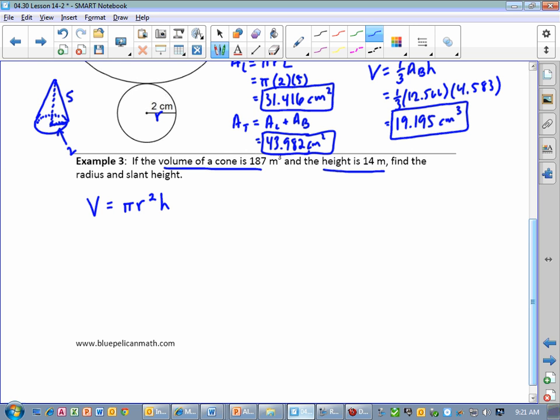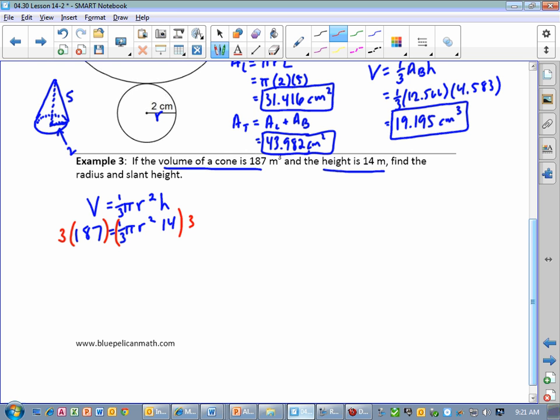We have a volume, 187. We don't know the radius, but we do know the height is 14. And we want to solve this for the radius, for r. I'm sorry, volume equals, there's that 1/3 pi r squared h. Okay, so to isolate the r, we basically do the opposite of everything around the r, right? So let's start with the first term, 1/3. How do we get rid of 1/3? Okay, so let's multiply both sides of our equation by 3.